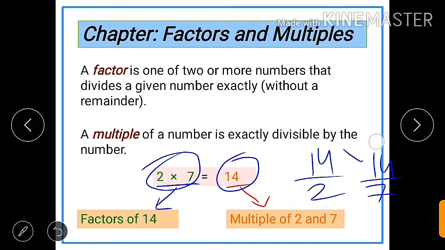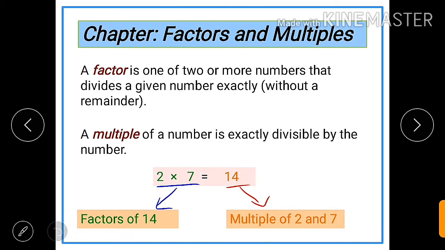Therefore 14 is a multiple of 7. That means if a number is divisible by another number, then this number is the multiple. So here 14 is the multiple of 2 and 7, and 2 and 7 are the factors of 14. My dear students, now it is clear to you what is a factor and what is a multiple.